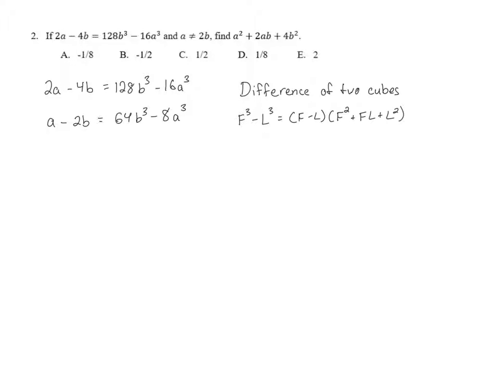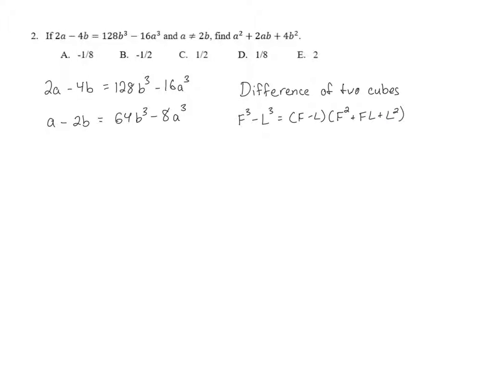If we have something that's the difference of 2 cubes, where we have one cube minus another cube, we take the things that were cubed, the f and the l. I write f and l for first and last. We take those two things and we take the first term minus the last term, and then we take the first term squared plus the product of the first and last terms plus the last term squared.